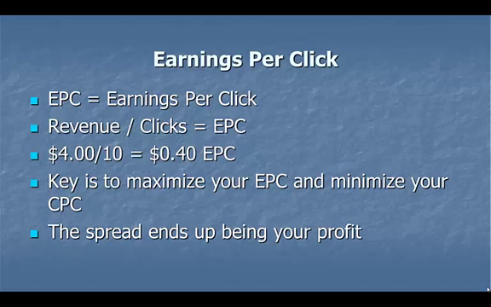Now, how do you calculate your earnings per click? Well, it's fairly simple. All you have to do is look at your total revenue for that particular campaign and divide it by the number of clicks that you sent to that campaign. Just to give you an example, let's say we're promoting a dating CPA offer where the payout is $4. And let's say by going through all of our data, we determine that for every 10 clicks that we send to that particular dating offer, we get one conversion. So basically that results in $4 divided by 10 clicks, which gives you a 40-cent EPC.